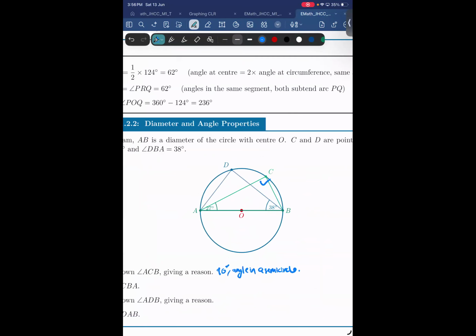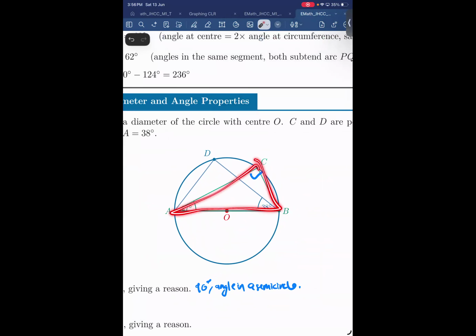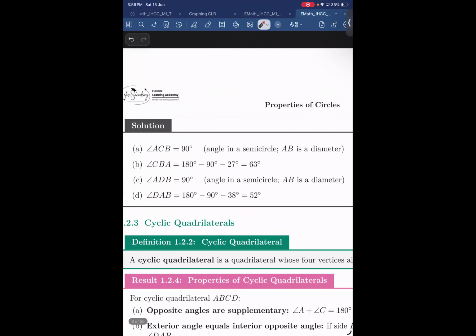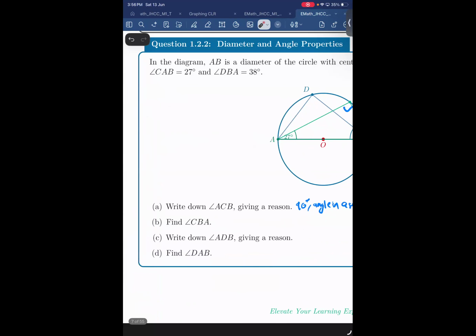Then angle CBA. You just consider this triangle. Angle CBA is this one. It's going to be 180 degrees minus 90 minus 27, which is 63 degrees. So this is 63 degrees.